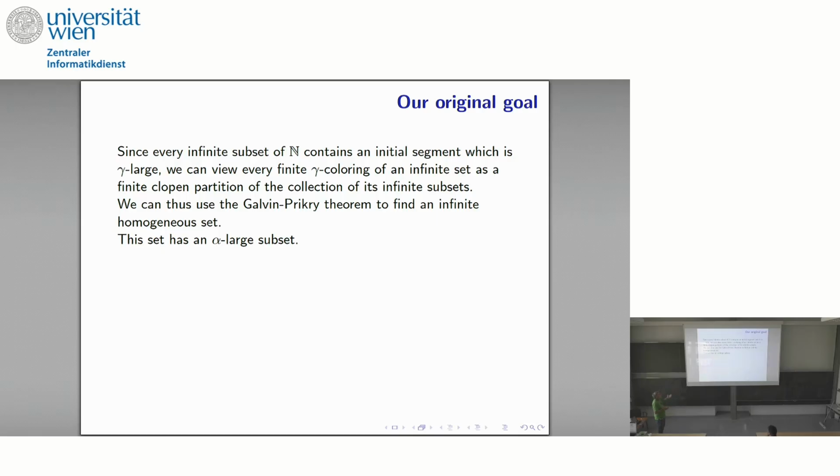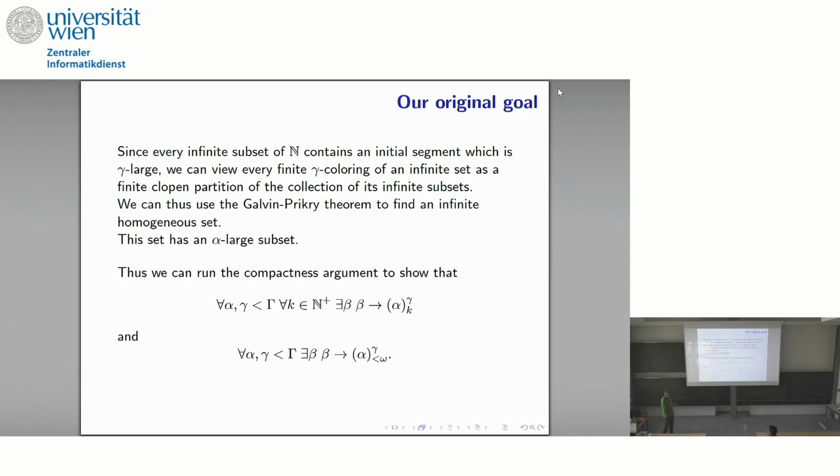And from that, you get an infinite homogeneous set, which will have an alpha large subset as an initial segment, because every infinite set has that. So what I'm getting here is that we can run the compactness argument also here, using Galvin-Prikry rather than the infinite Ramsey, or clopen Galvin-Prikry, let's say. And what we get is that whenever I fix alpha and gamma, and I fix the number of colors, I will be able to find a beta that makes the arrow notation work. Exactly, it's sort of parallel to what we were doing to get the finite Ramsey theorem from the infinite Ramsey theorem.